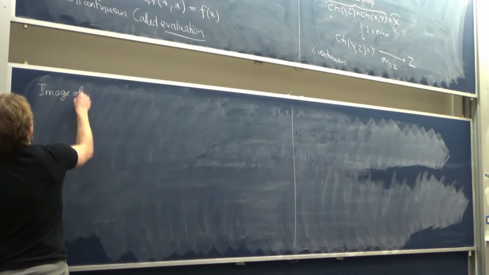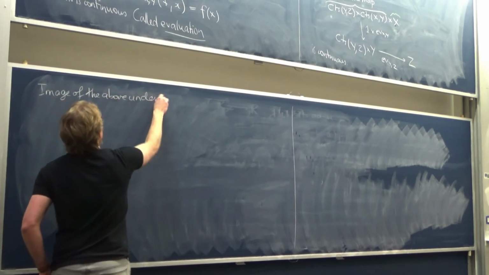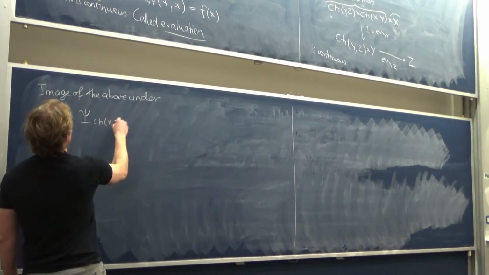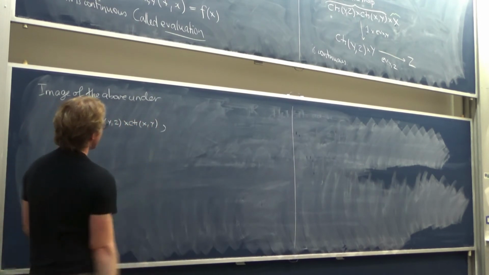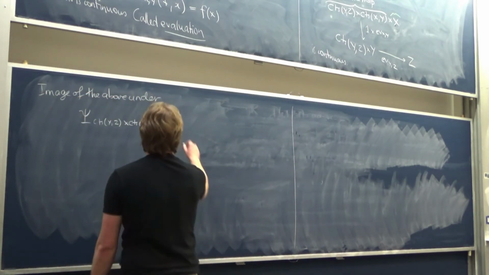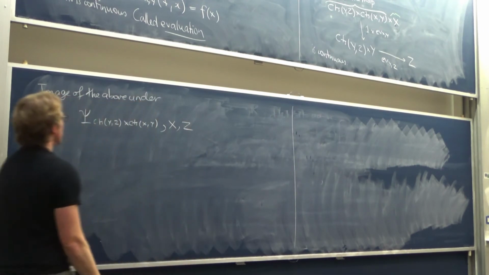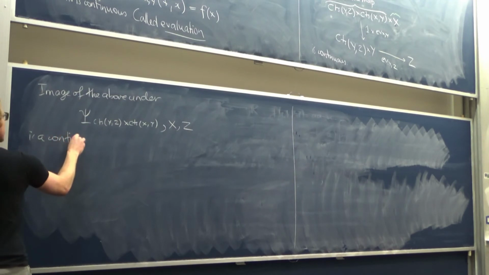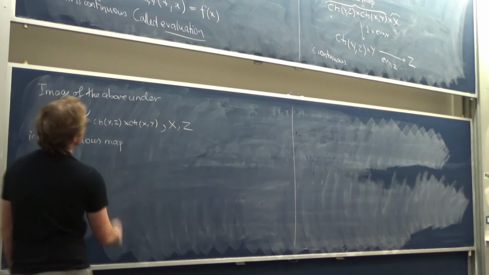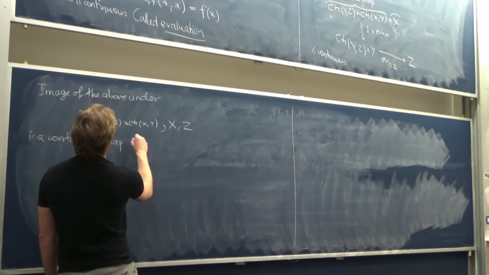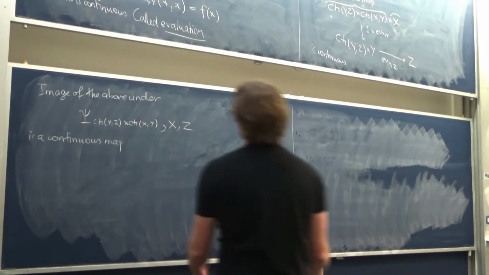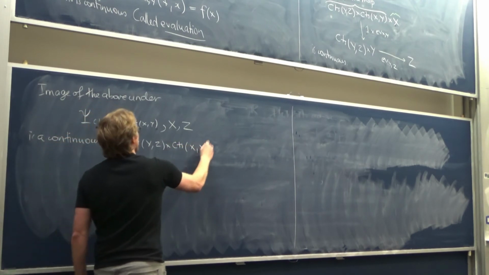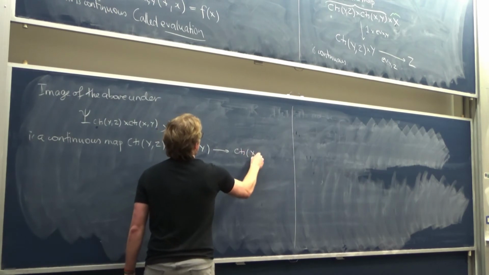So the image of the above under the map, which is psi, the first subscript is the Z, so this is kind of gross. So that's the first thing in the subscript, and then there's an X, and then there's a Z. Okay, so the image of that thing, which is continuous, so it lives on the left-hand side, under psi, is a continuous map. That's the running hypothesis. And it's a continuous map that goes, well, from Z, I mean, this is the Z over there, right? So it goes from CTS YZ across CTS XY to CTS XZ.